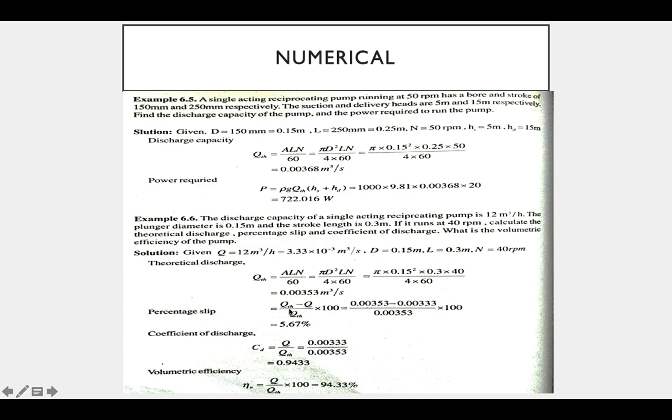So percentage slip is equal to Q theoretical minus Q actual by Q theoretical. Now this is in meter cube per hour. You have to convert it into meter cube per second. Then you will get percentage slip as 5.67. Coefficient of discharge CD is equal to Q actual by Q theoretical. Take the ratio between Q actual and Q theoretical. Now volumetric efficiency is actual volume by theoretical volume. Actual volume discharged by theoretical volume discharged into 100. So that will give the volumetric efficiency.